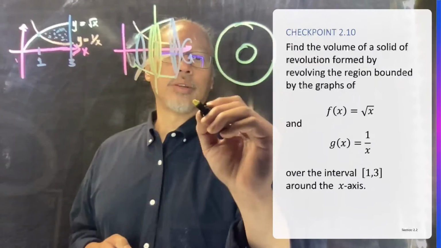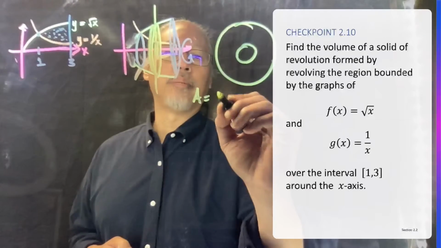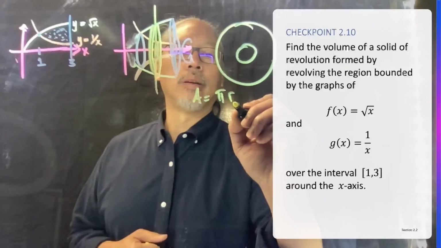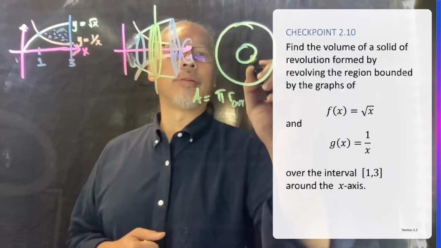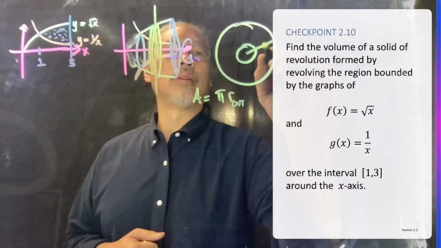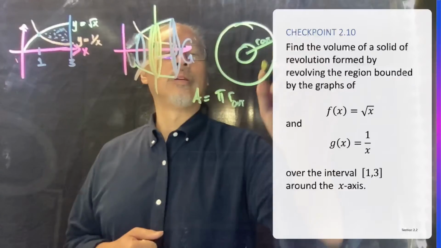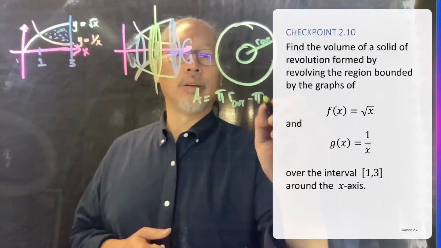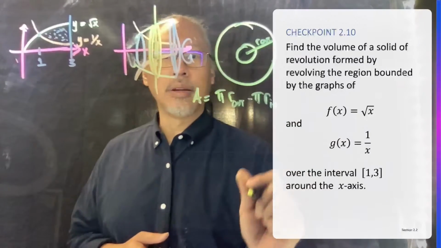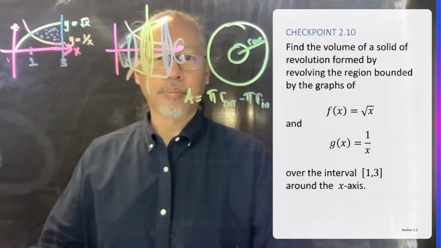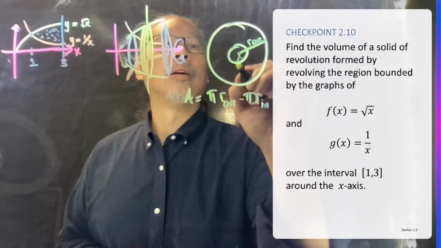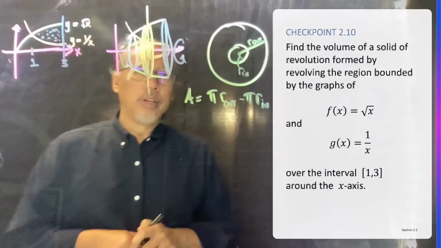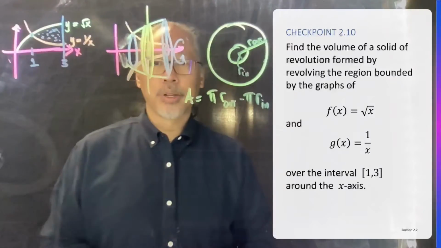To find the area of this washer, the area is going to be the area of the big circle, pi R out squared, where R out is the outer radius, the measurement from the center of rotation to the largest part, minus the area of the smaller circle, pi r in squared, where r in is the radius of the smaller circle. Now we need to find those in this original picture.